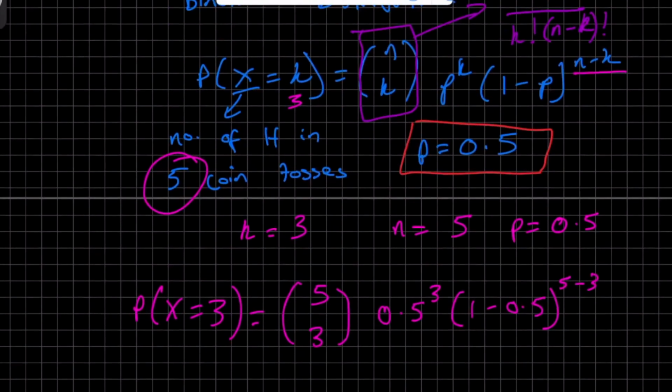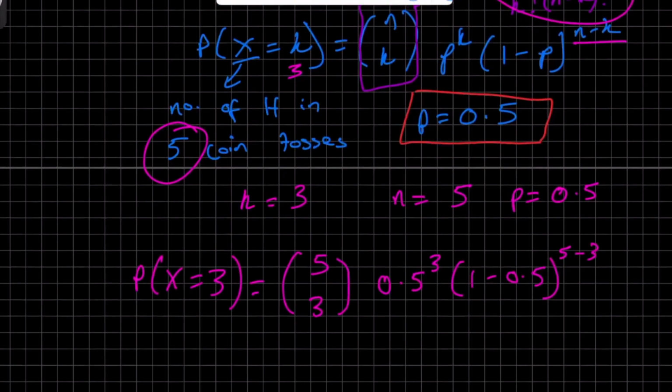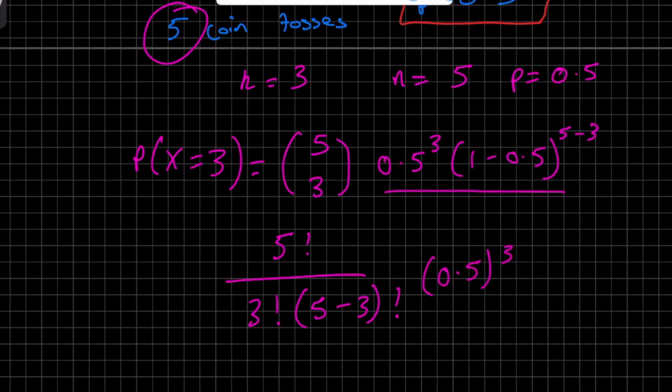If we use our combination formula up here and apply it to this 5 and 3, we would get 5 factorial over 3 factorial times 5 minus 3 factorial. The rest of our equation we can also simplify over here. So this would be 0.5 to the power of 3. 1 minus 0.5 is also 0.5, so that's still 0.5 in the brackets. And 5 minus 3 equals 2. So that becomes a 2 now.